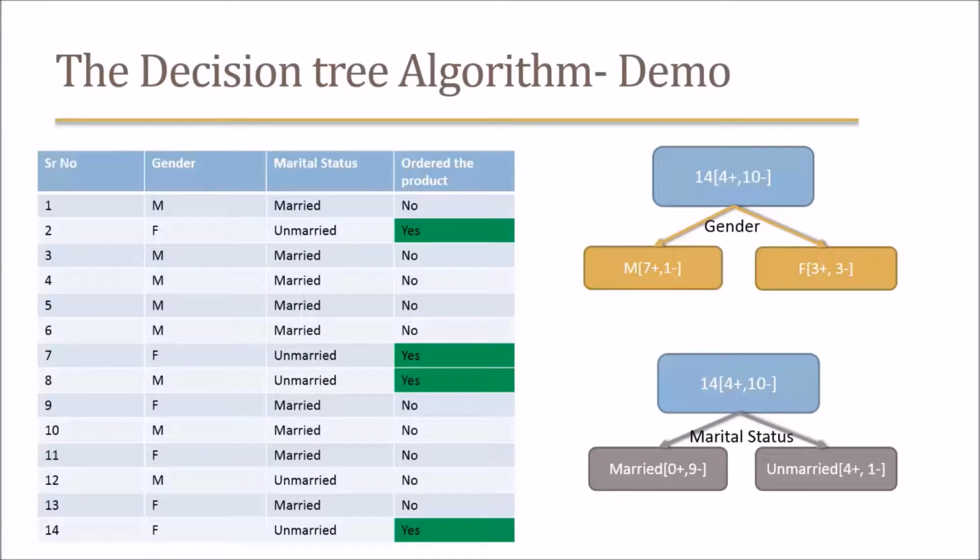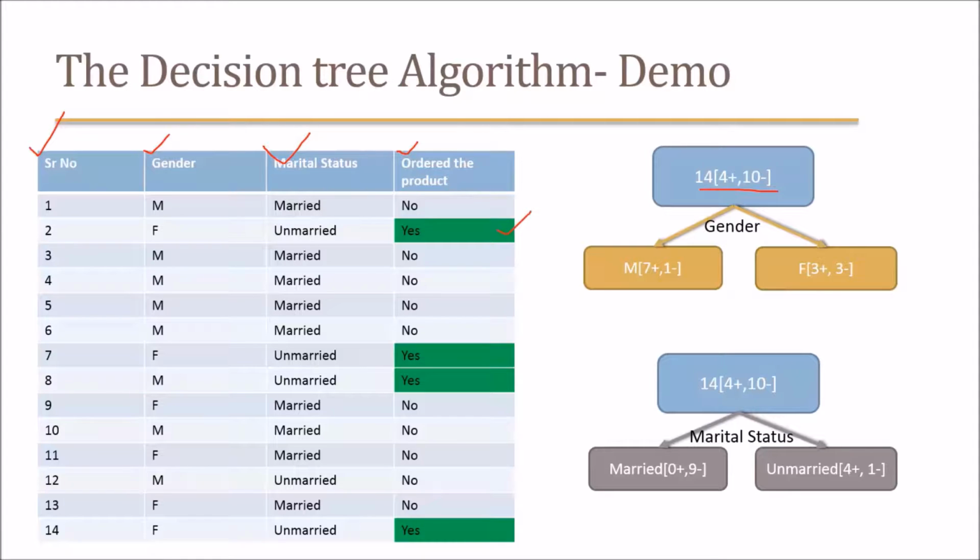Let's take an example to understand the decision tree algorithm in a better way. Let's start with the data set that we have taken. There are 14 observations, a simple data set. We have a variable called gender, a variable called marital status, and whether the customer orders the product or not. So overall there are 14 customers. 4 customers have ordered the product, 10 customers haven't ordered the product.